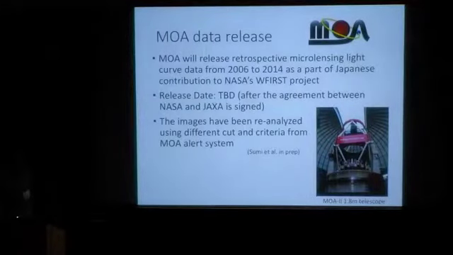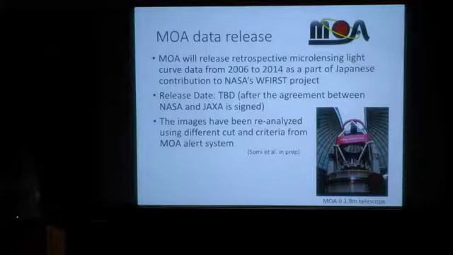MOA has conducted high cadence survey observations towards the galactic bulge since 2006 using the MOA-2 telescope at Mount John in New Zealand. MOA will release its retrospective microlensing light curve data from 2006 to 2014 as a part of the Japanese contribution to NASA's WFIRST project. The release date has not been determined, but it will be after the agreement between NASA and JAXA is signed. The images have been reanalyzed using different cuts and criteria from the MOA alert system.